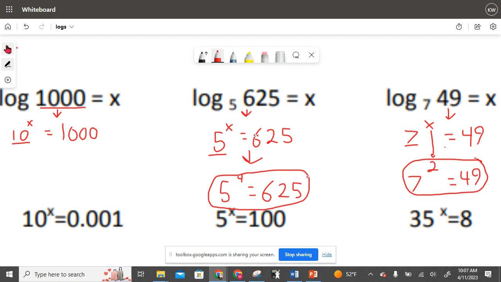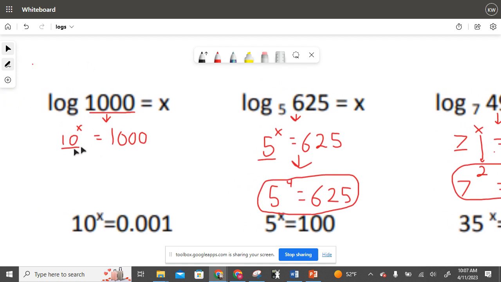All right. And for the last one, we got 10 to what power gives us 1,000. You know that 10 squared gives you 100. So the next best thing after 100, I believe, would be 10 to the third power, which would give you 1,000.